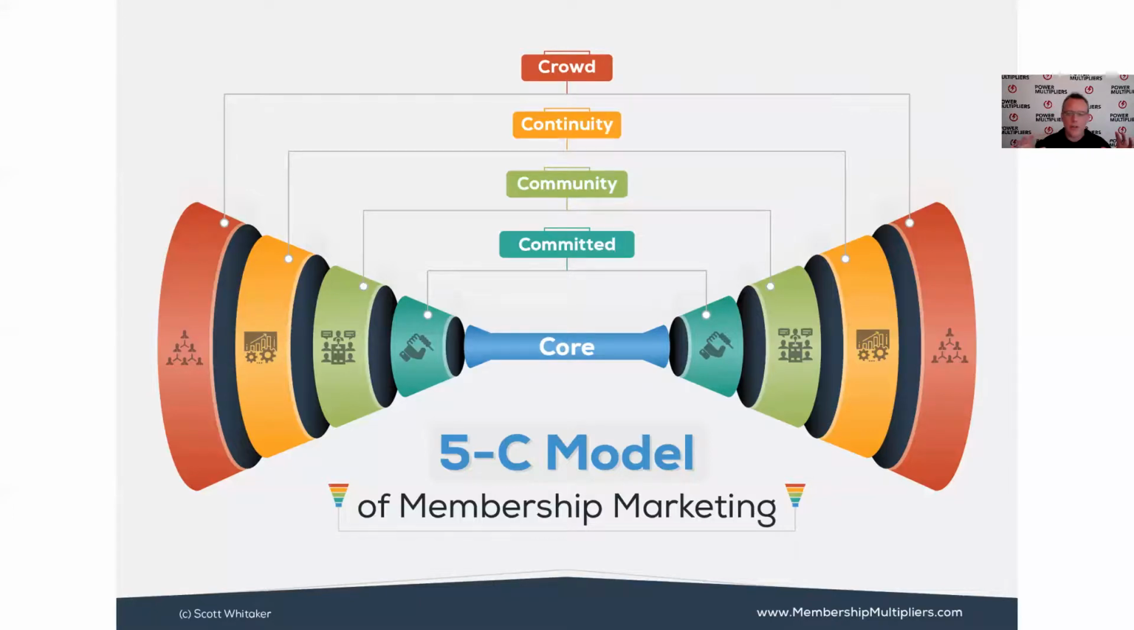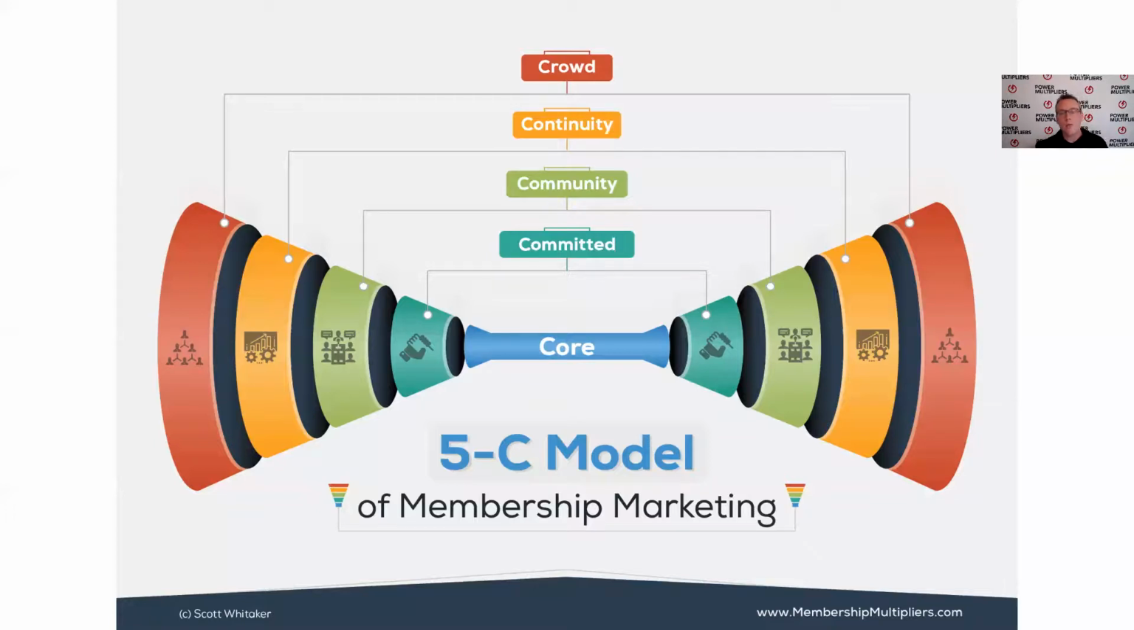Now, if you were to look at the diagram I prepared for you, you would also see that the crowd, that audience, is the largest part of the model, because that's where everybody is. And then as you move them down into continuity, that's fewer people. And then there's fewer people in your community. And then there's fewer people who are in the committed range. And then there are even fewer people who are at the core. And that's because membership is a life cycle. People will move between continuity, community, committed, and core on a constant basis.